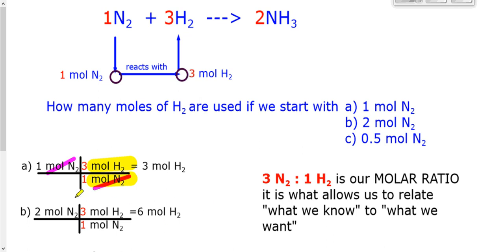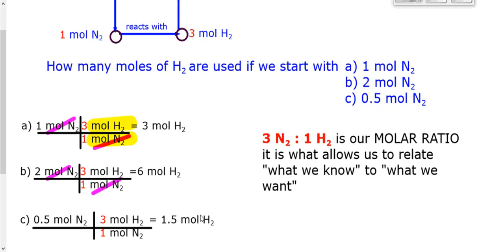If I were to start with 2 moles of nitrogen gas, again I want to get rid of the words moles of nitrogen and change it to moles of hydrogen. And again, beside nitrogen's a 1, so beside nitrogen I put a 1. Beside hydrogen's a 3, so beside hydrogen I put a 3. 2 times 3 is 6, divided by 1 is 6. Moles of nitrogen cancels, and my answer comes out in moles of hydrogen. We need 6 moles of hydrogen. And we could do the same thing if we were starting with only half a mole of nitrogen. In this case, we need 1.5 moles of hydrogen.